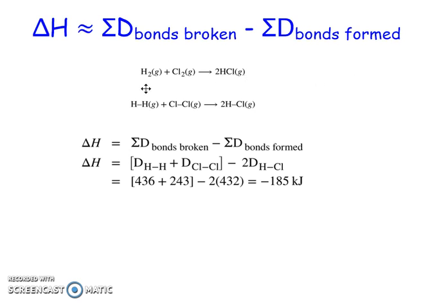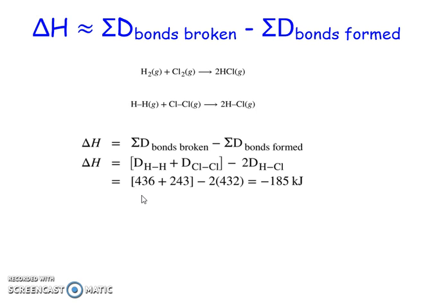If we take a look at the equation, H2 plus Cl2 yields 2HCl gas. We can write this out with all of the bonds showing. So we have hydrogen bonded to hydrogen in the reactants and chlorine bonded to chlorine in the reactants. And then in the products I have 2 hydrogen bonded to chlorine. So the bonds broken would be the bond between the hydrogen and the hydrogen, of which there's 1, and the bond between the chlorine and chlorine, of which there's 1.